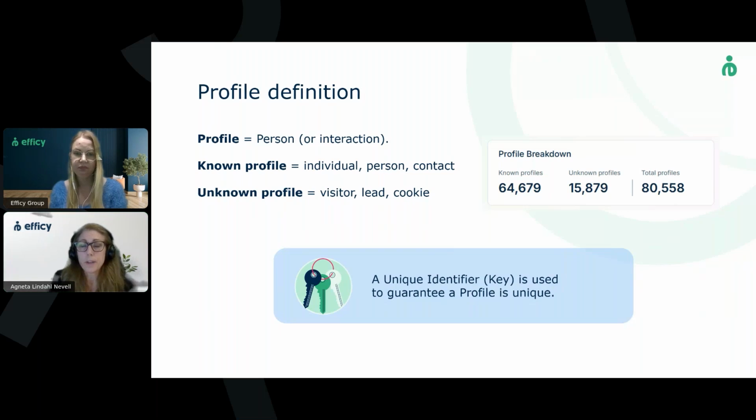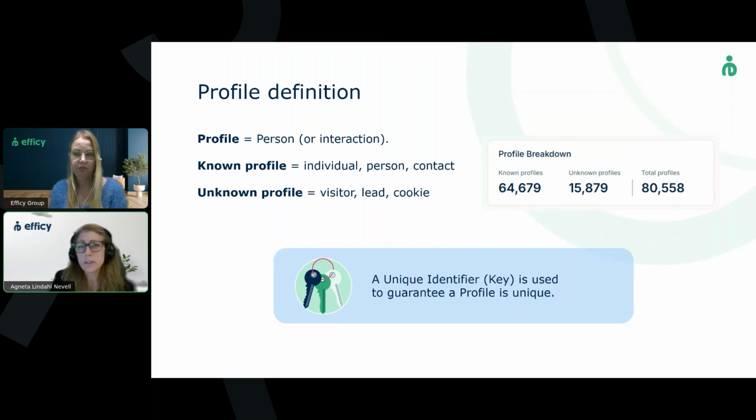We have known profiles and unknown profiles. A known profile is someone we can identify. It's an individual, a contact, a customer, a member. And an unknown profile is a visitor, a lead, or just a cookie. Someone who's interacted with your website or campaigns, but hasn't yet shared who they are.